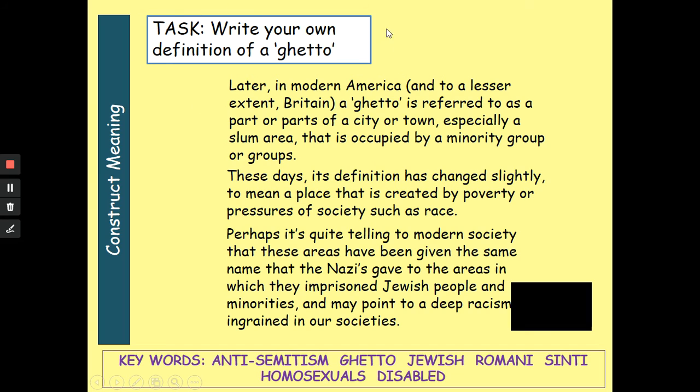Okay, so what I'd like you to do, just in the next 2 minutes or so, is write your own definition of a ghetto, both a World War II ghetto and what we in modern Britain might call a ghetto.